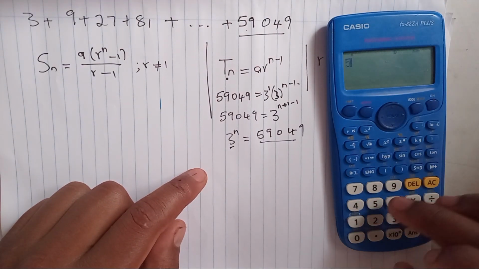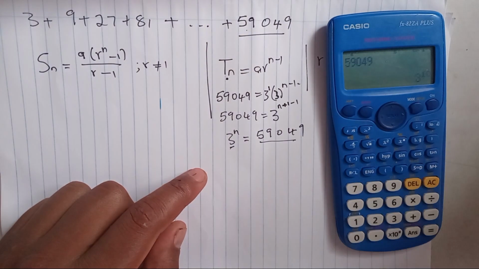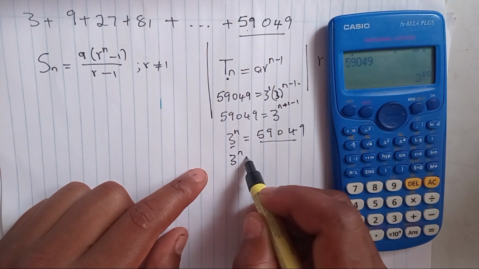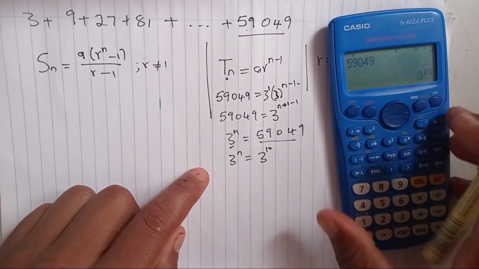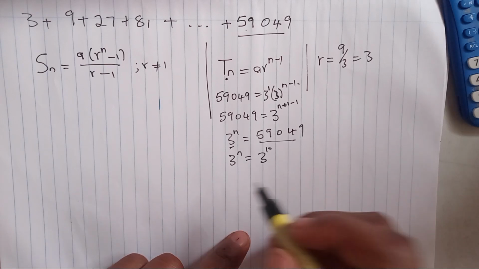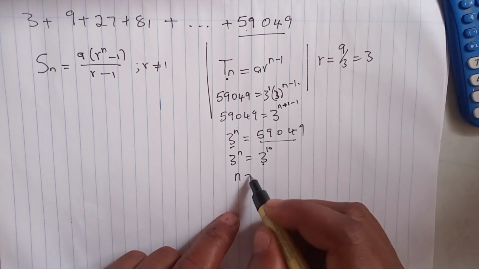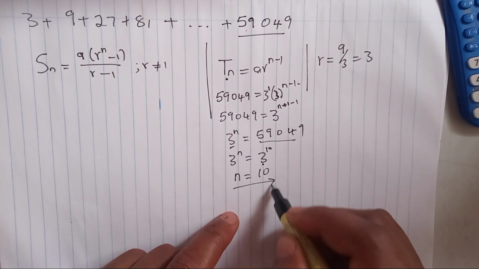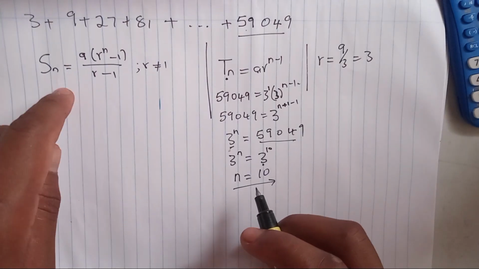Let's work along that number. We're going to have 59049, which equals, and then we express it to base 3. It's equivalent to 3 exponent n, which equals 3 exponent 10. So now, since the bases are the same, we equate the exponents, and it means that n is going to be 10. And then we go back to this one.